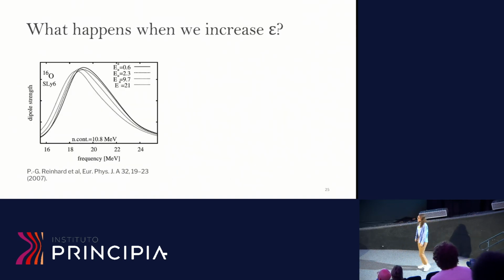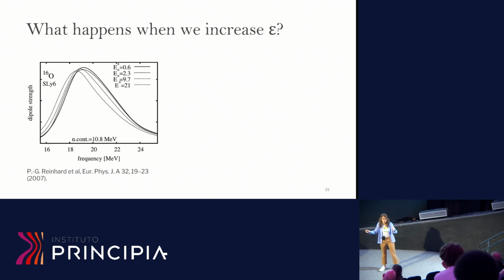What is this at the level of the spectrum of the nucleus? So this is a time-dependent DFT calculation for oxygen-16 as a function of E star, which is basically equivalent to our epsilon. So large E star is equal to large epsilon. If we get to the largest value and compare it with the solid line, we see that basically the giant dipole resonance is going towards lower energy. So we get some more strength at lower energies.